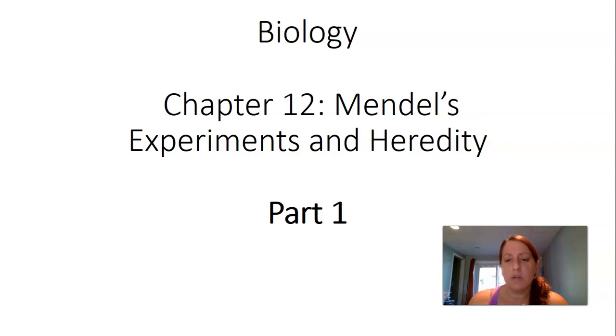So in part 1, we're going to cover Mendelian genetics. We're going to talk about both the mono and dihybrid crosses, so looking at one trait or two traits at the same time. And then in chapter 12, part 2, we're going to look at all of the exceptions to Mendelian rules.